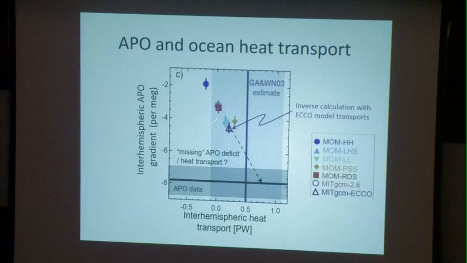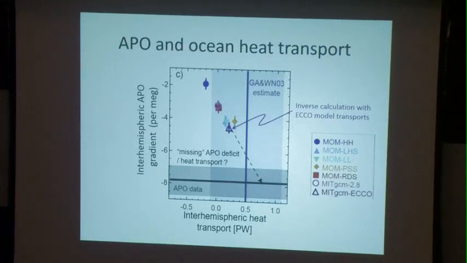The only thing different between these points is a different assumption about how the ocean is circulating. And we don't know exactly how the ocean circulation goes. These models are crude, and there are attempts to do better. But we do see that these points are scattered along here. None of them, however, get an interhemispheric difference as big as the 8 per meg deficit we see in the observations. But isn't it that heat goes from south to north, opposite to CO2 or APO?